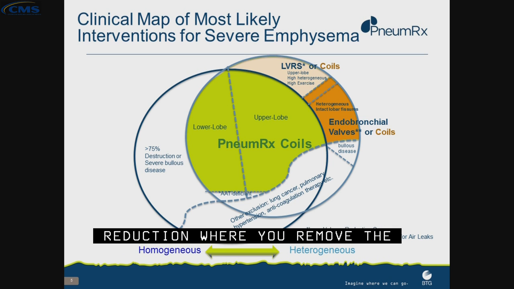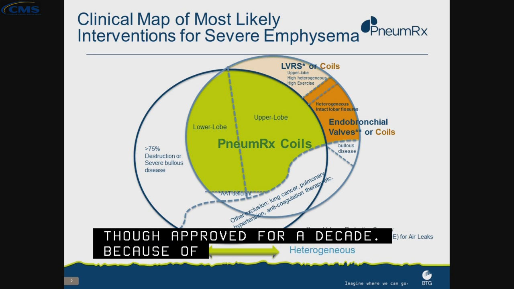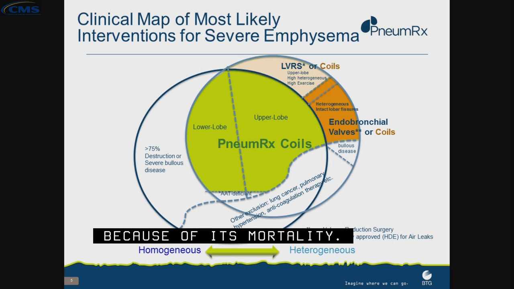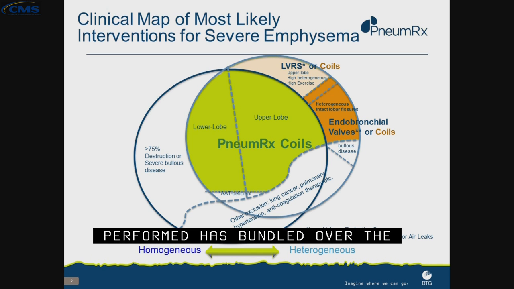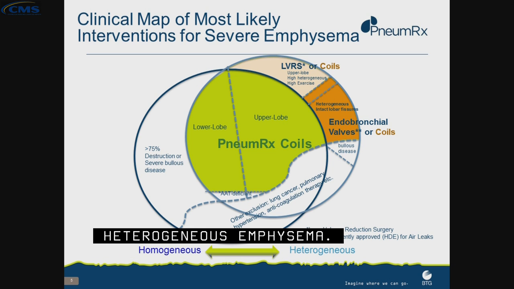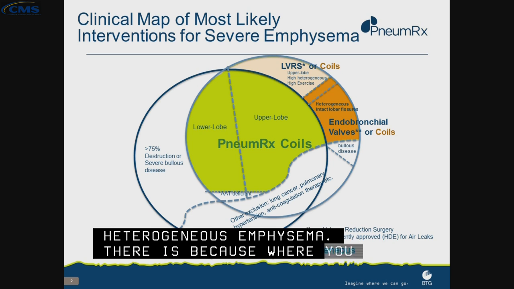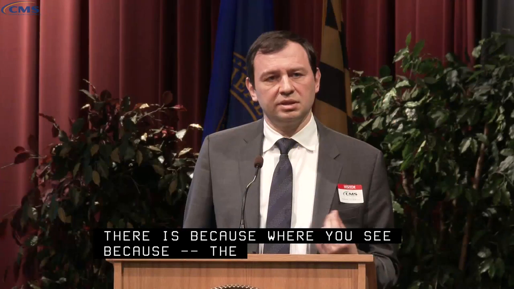However, the surgery has not been very popular, although it's been approved and present for a decade, because of its morbidity and mortality, and actually the number of surgeries performed has dwindled over the last decade. There are things like valves also that can be done for heterogeneous emphysema. Those are being studied in research currently in the United States. And there's the coils, where you see the coils actually work both in homogeneous and heterogeneous emphysema. And I'll spend some time on the mechanism of the coils in the next few slides.